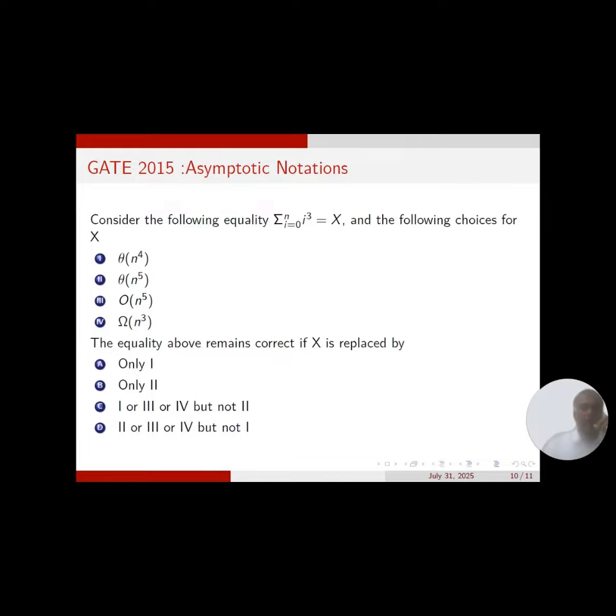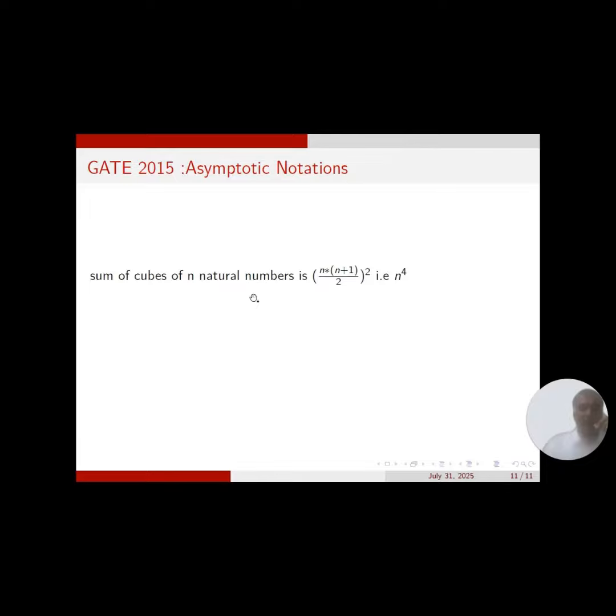So as we know, the sum of the cubes of n natural numbers is n into (n plus 1) by 2, whole square. Now when you ignore all the lower order terms, then you will get n power 4.